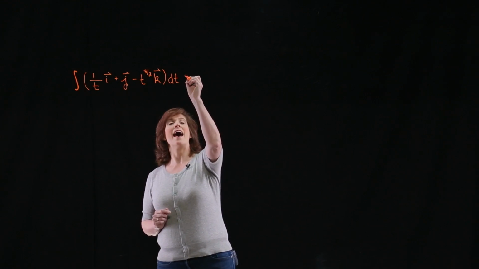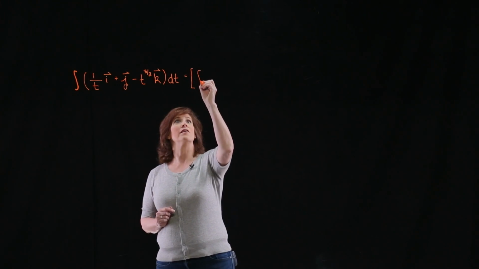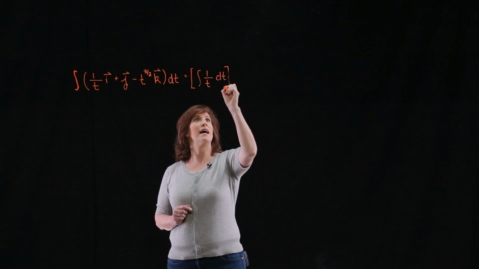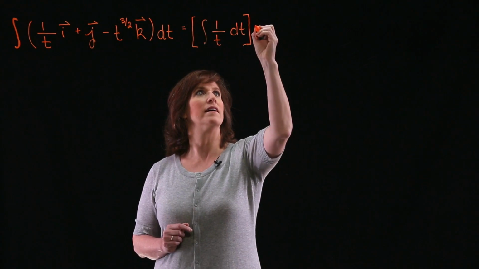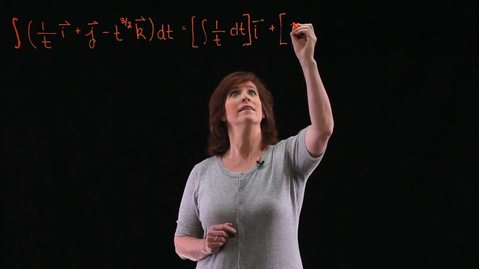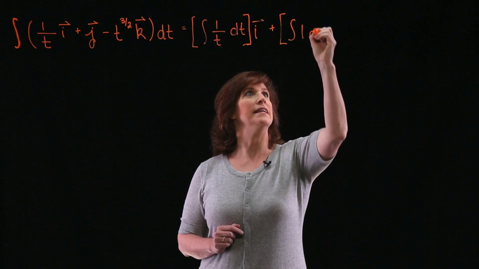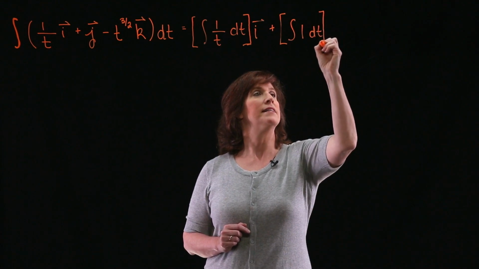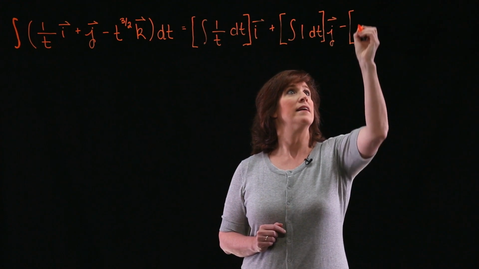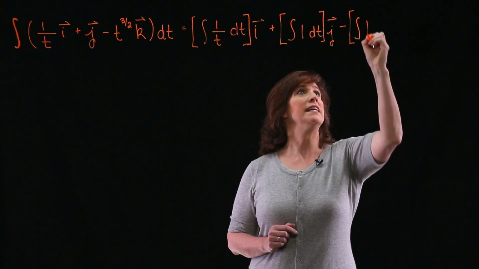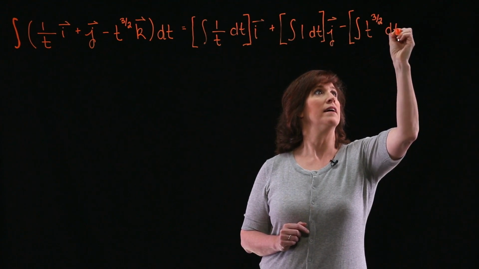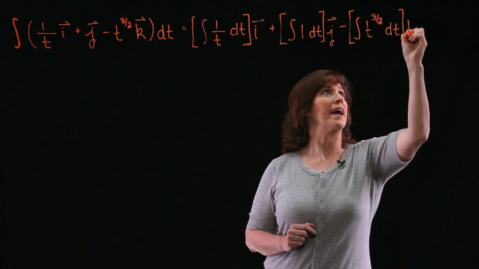So let's rewrite this as the integral of 1 over t dt times my vector i, plus the integral of 1 dt times my vector j, minus the integral of t to the 3/2 dt times my vector k.